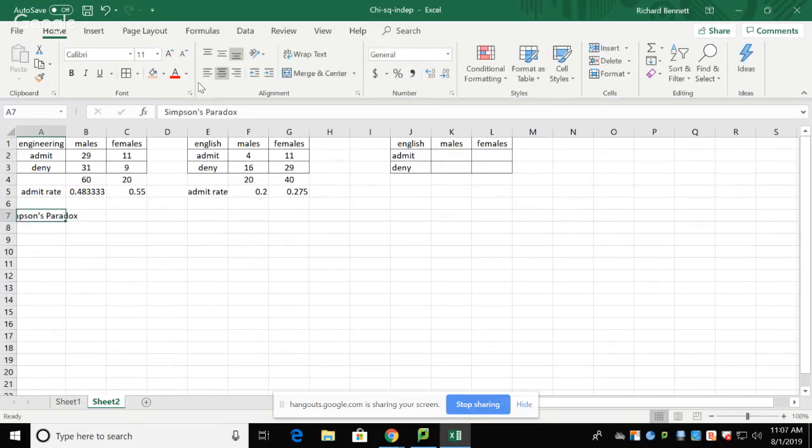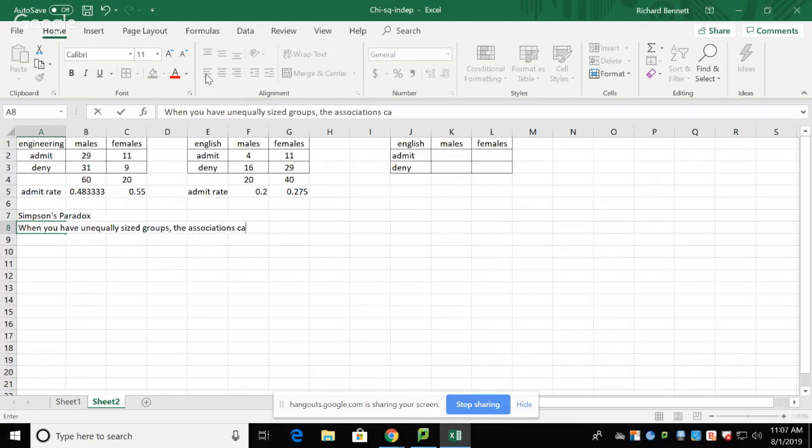Simpson's Paradox basically says that when you have unequally sized groups, the associations can reverse, which is exactly what happened in this case. It should be the men filing the lawsuit.